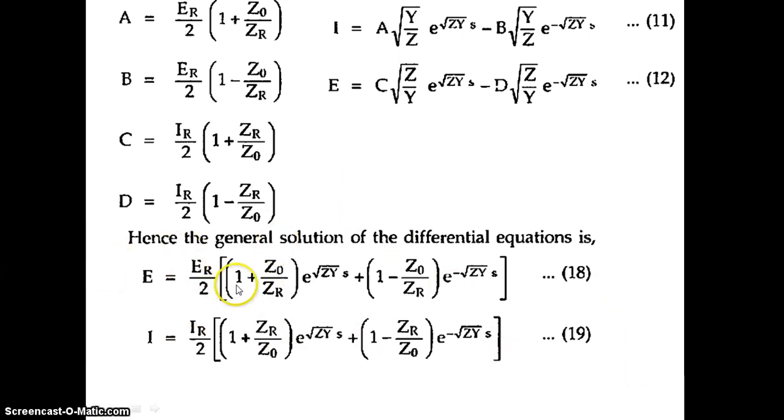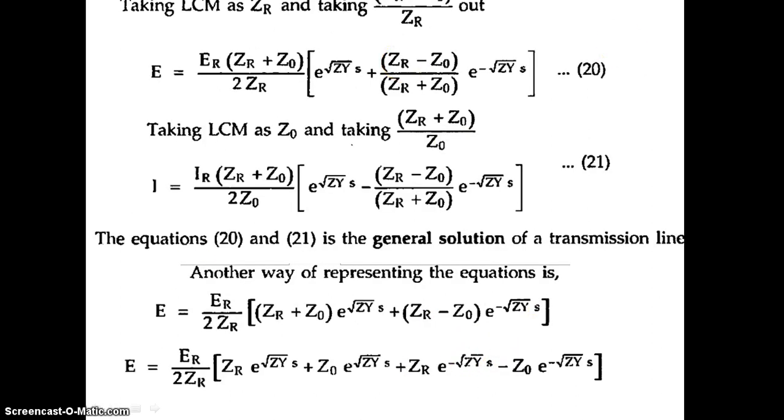So E equal to ER by 2, (1 plus Z0 by ZR) e power root ZY S plus (1 minus Z0 by ZR) e power minus root ZY S. Similarly, I equal to IR by 2 into (1 plus ZR by Z0) e power root ZY S plus (1 minus ZR by Z0) into e power minus root ZY S. Next we will process for simplification, taking the LCM as ZR and taking this term outside. So you will be arriving at this equation.